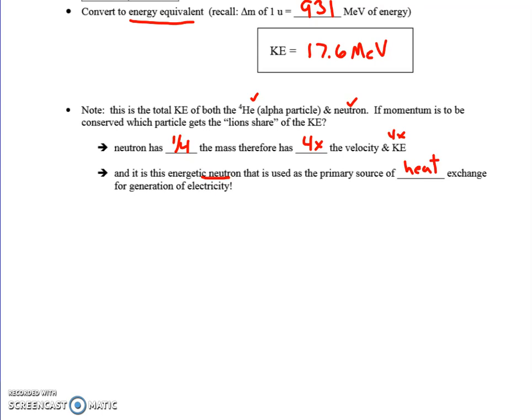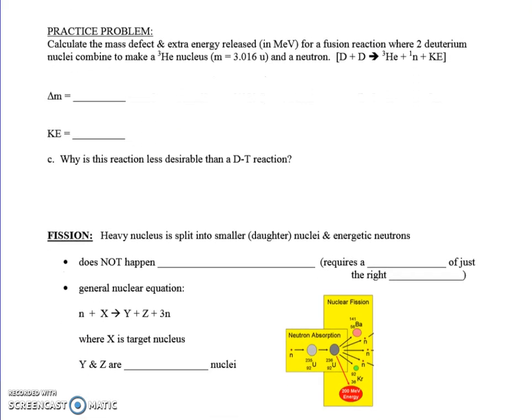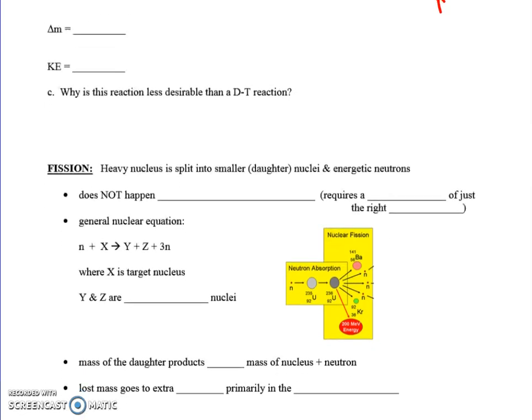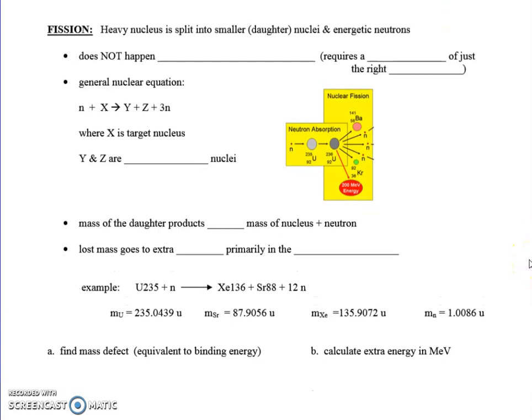Actually, we do have fusion reactors at work, and this is where we would create the energy needed to create steam, to create electricity, but I get ahead of myself. Okay, I want you to try, you can do it right now or later, a similar problem where we combine deuterium and deuterium to make an H3 nucleus plus a neutron. We want to compare its output in KE to the DT one and see if it's more desirable. The second process we want to look at is the more mature technology, and that's fission.